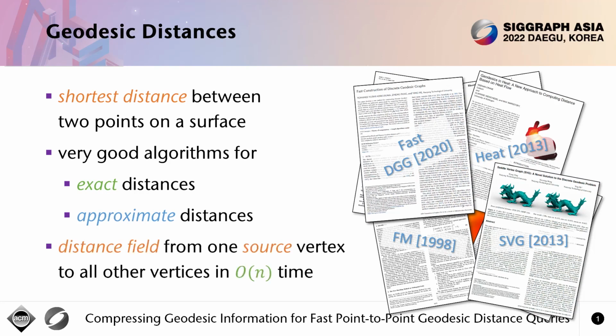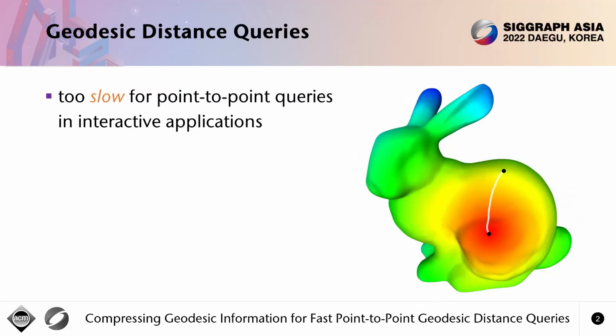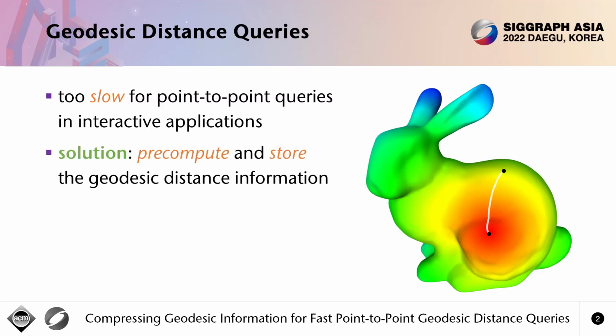Just like the fast marching and the heat method, DGG can compute a whole geodesic distance field from one source vertex to all other vertices of the mesh in linear time. But this runtime does not improve if only the distance between a pair of points is needed. In general, all these and other methods are too slow for interactive applications that rely on rapid answers to random point-to-point queries. One possible solution is to compress and store the geodesic distance information in some way in a preprocessing step and to use this database to speed up the online queries.